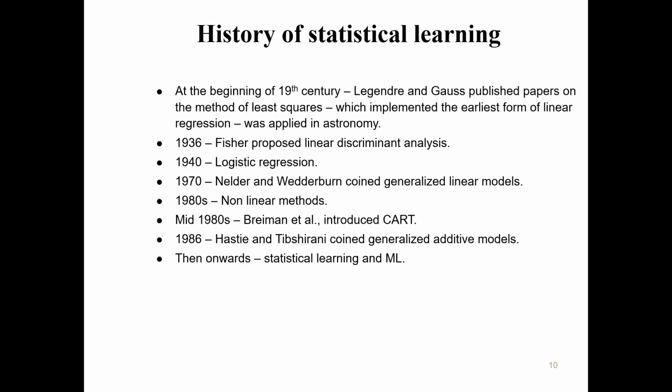In 1970, Nelder and Wedderburn coined the generalized linear models. In the 1980s came the nonlinear methods. Then somewhere around the mid-80s came classification and regression trees, also known as CART, by Breiman et al. In 1986, Hastie and Tibshirani, whom I was just talking about, coined the generalized additive models. Then onwards came statistical learning. Today it is more popular as machine learning.